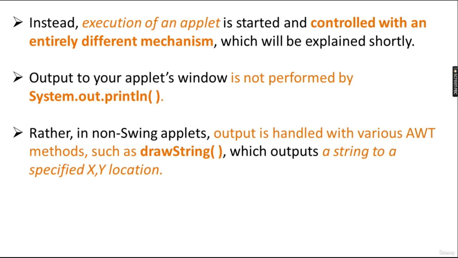Output to your applet window is not performed by System.out.println like the window-based application we have seen. In a non-swing applet, unlike the swing applet that we will see in chapter number 29, output is handled with various AWT methods, like drawString, which outputs a string to a specified XY location. So we will provide the X coordinate and Y coordinate, and drawString will draw a particular string at the location you provide.